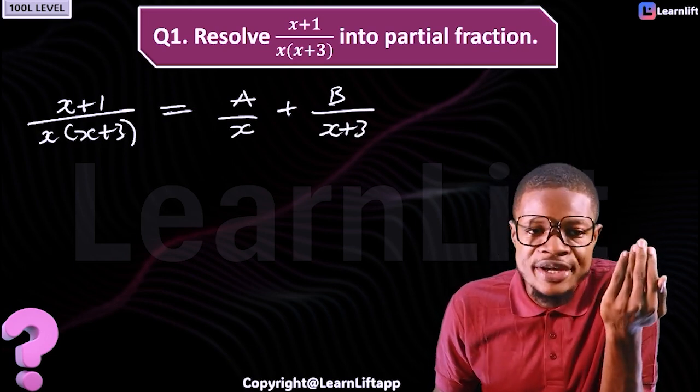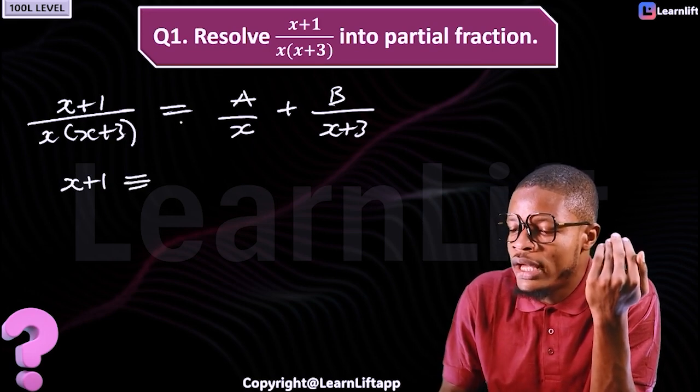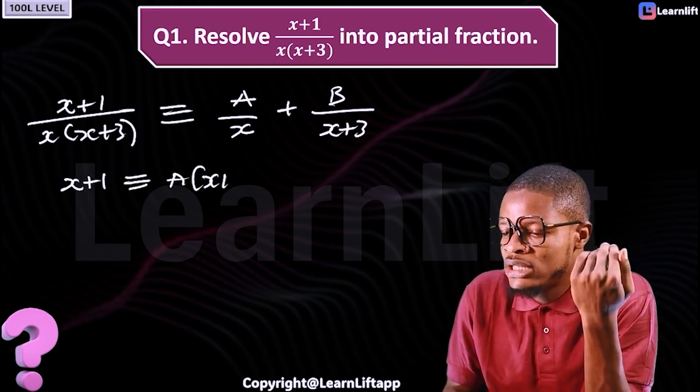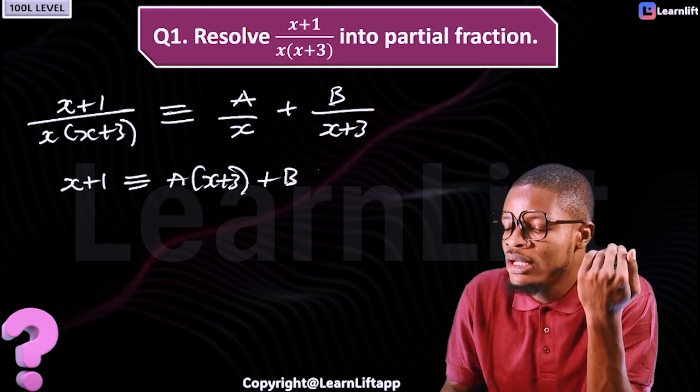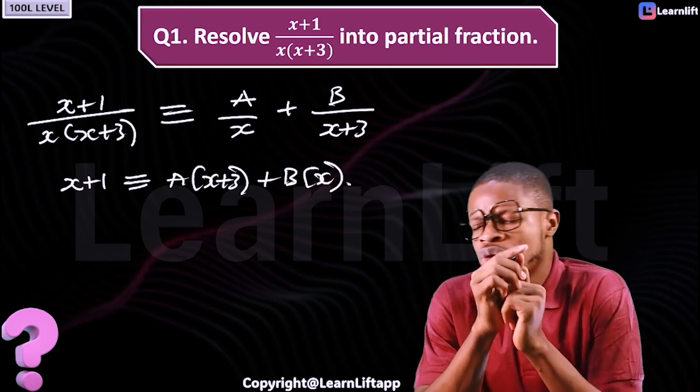So what do you do here very quickly? Take the numerator, x plus 1. What is it going to be equivalent to? A, we multiply that. That's going to give me a into my x plus 3, right? Plus my b into my what? x. That's all. Now, listen carefully. Let me show you something here.